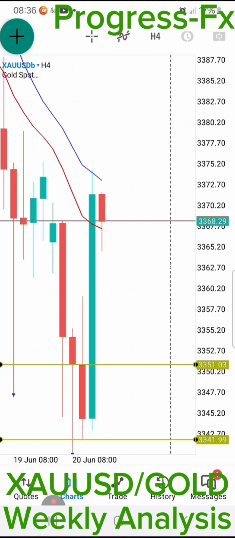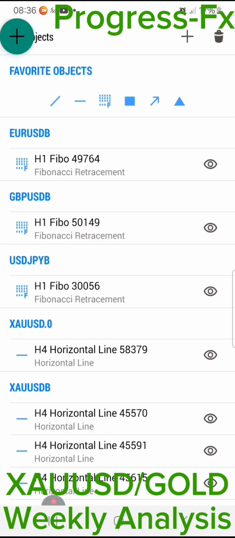Let us focus on the expectations for next week. So I have placed these horizontal lines from the body and the tail for this last week. So here is what you are going to do. You're going to add shape.